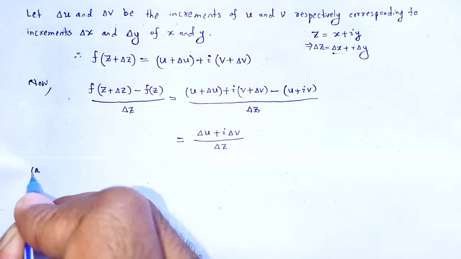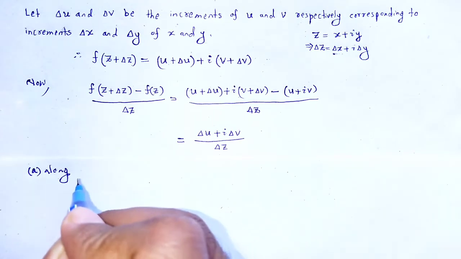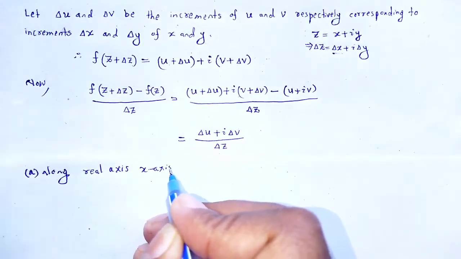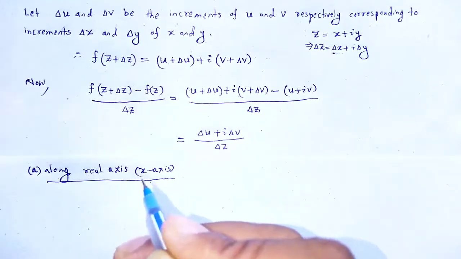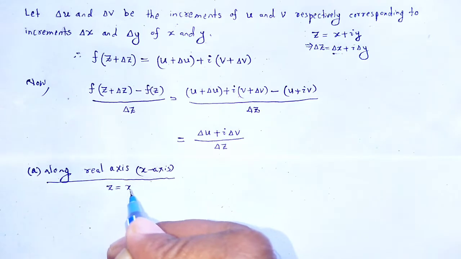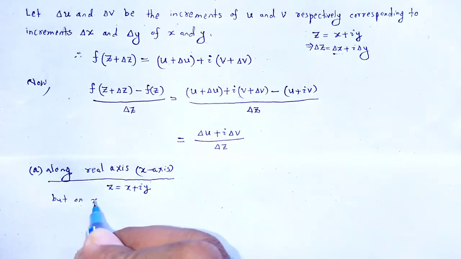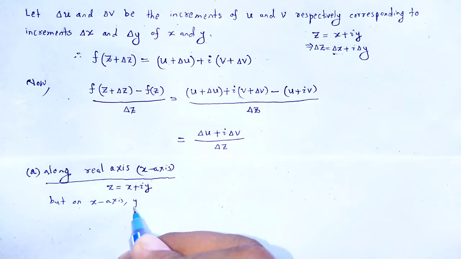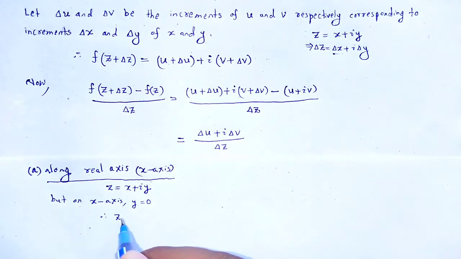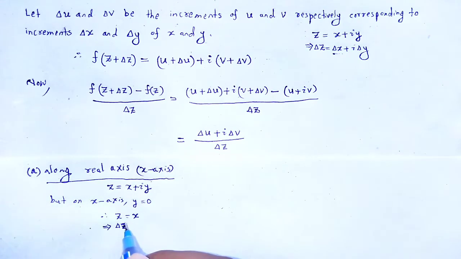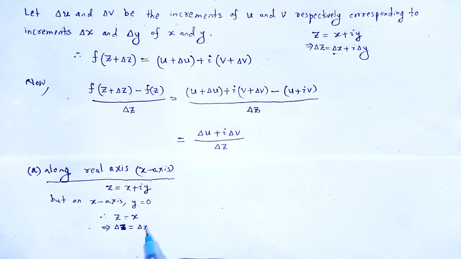First one, taking along the real axis, which is the x axis. As we know, z is equal to x plus I y, but on the x axis the y term will be 0. Therefore, z is equal to x. As a result, delta z is equal to delta x, whereas delta y will be 0.